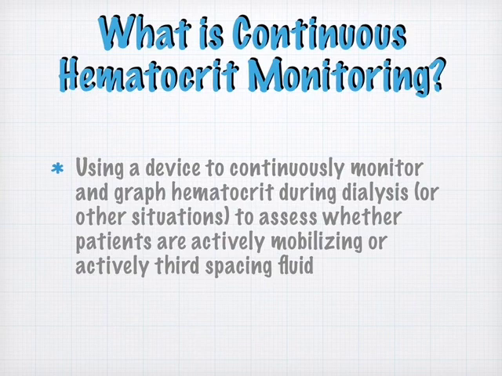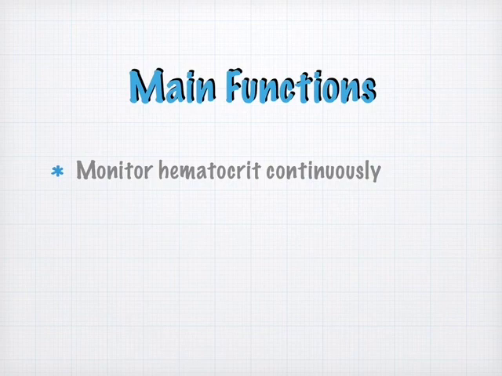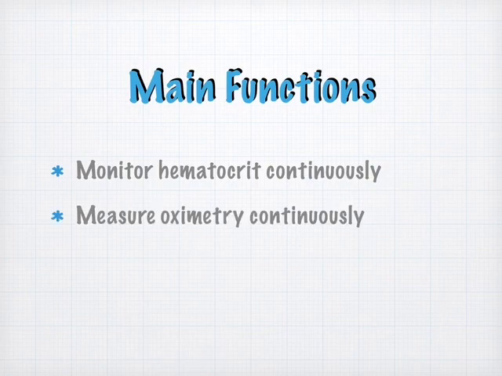So when I first was introduced to the continuous hematocrit monitoring, I really felt that I finally had a tool that I could use to decide when it was that I could remove fluid on my patients and not crash their blood pressures. So the main functions of these devices are to monitor hematocrit continuously, like I was talking about, and then to measure oximetry continuously.